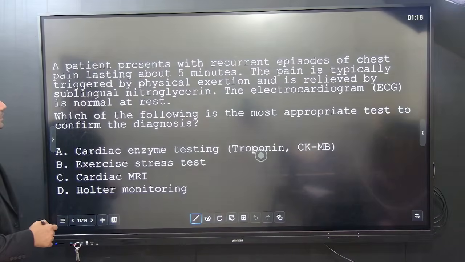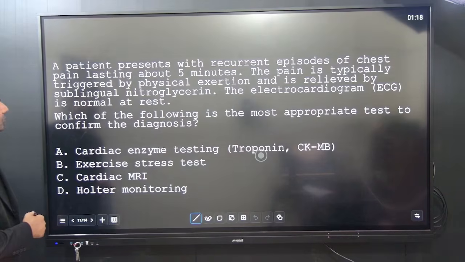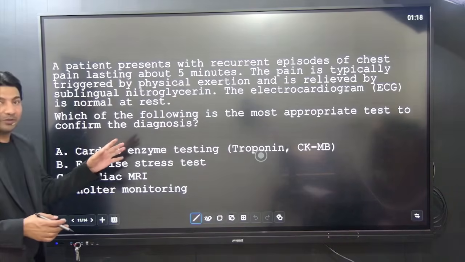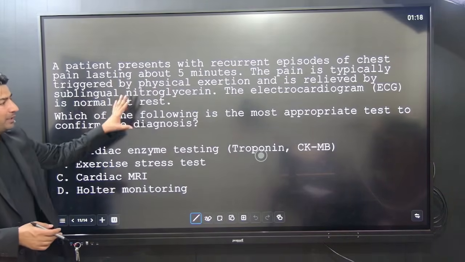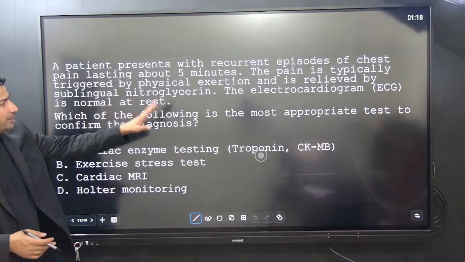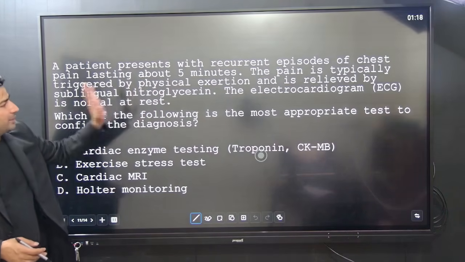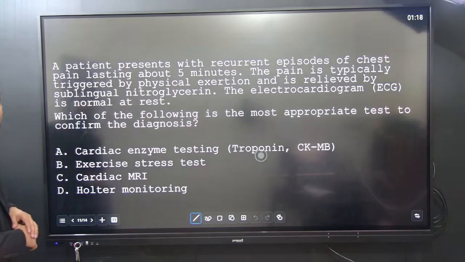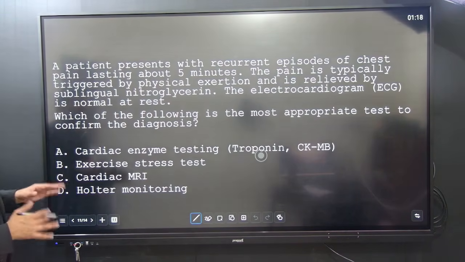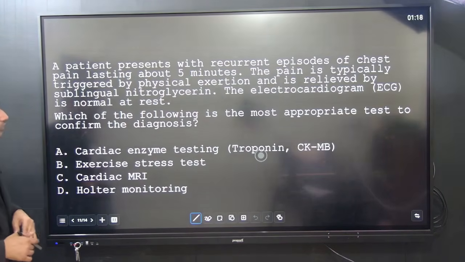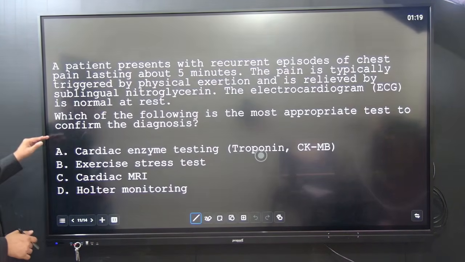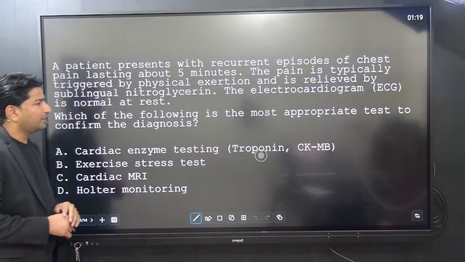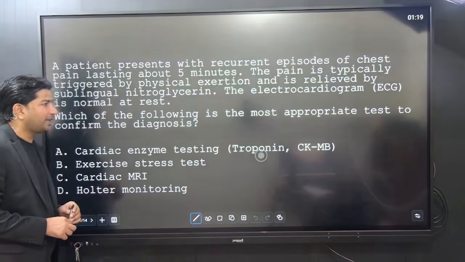A patient presents with recurrent episodes of chest pain lasting about 5 minutes. The pain is typically triggered by physical exertion and is relieved by sublingual nitroglycerin. This means it's stable angina pectoris, because it's predictable that the pain will be relieved by rest or by nitroglycerin. The electrocardiogram is normal at rest. Which of the following is the most appropriate test to confirm the diagnosis? So, how will we confirm this diagnosis?